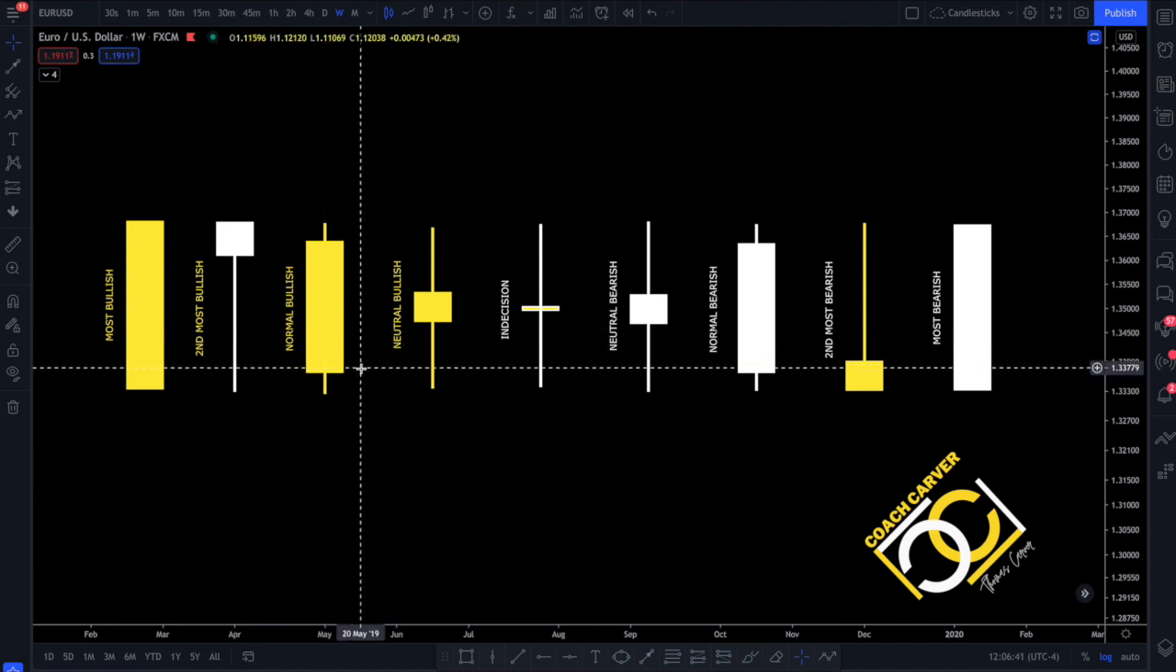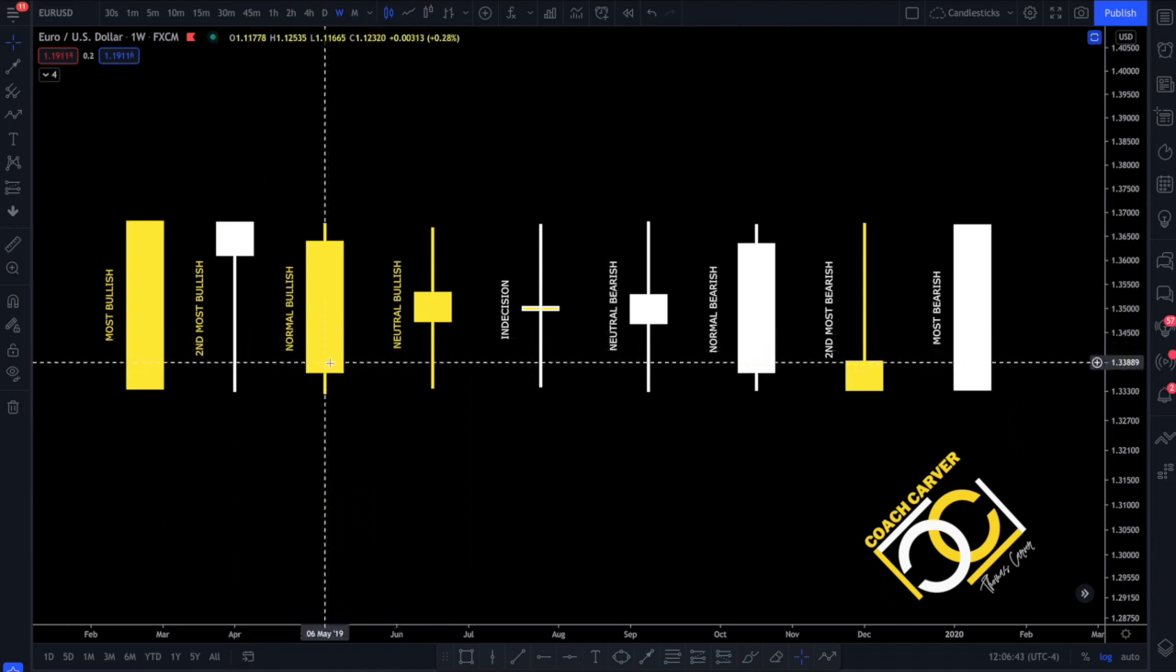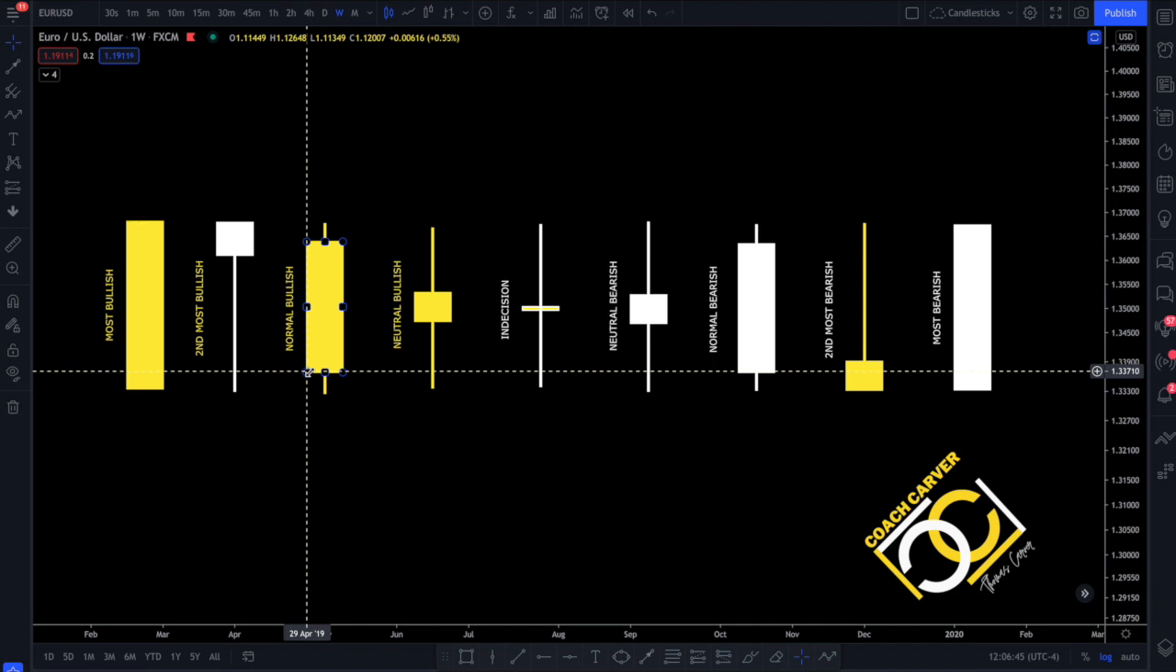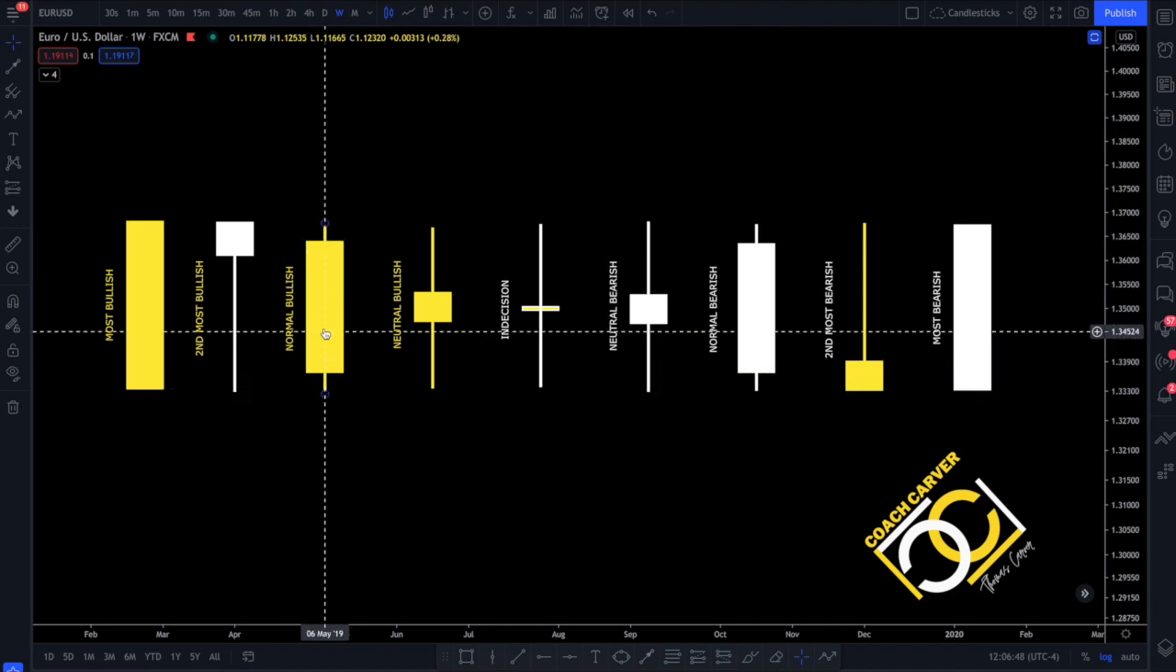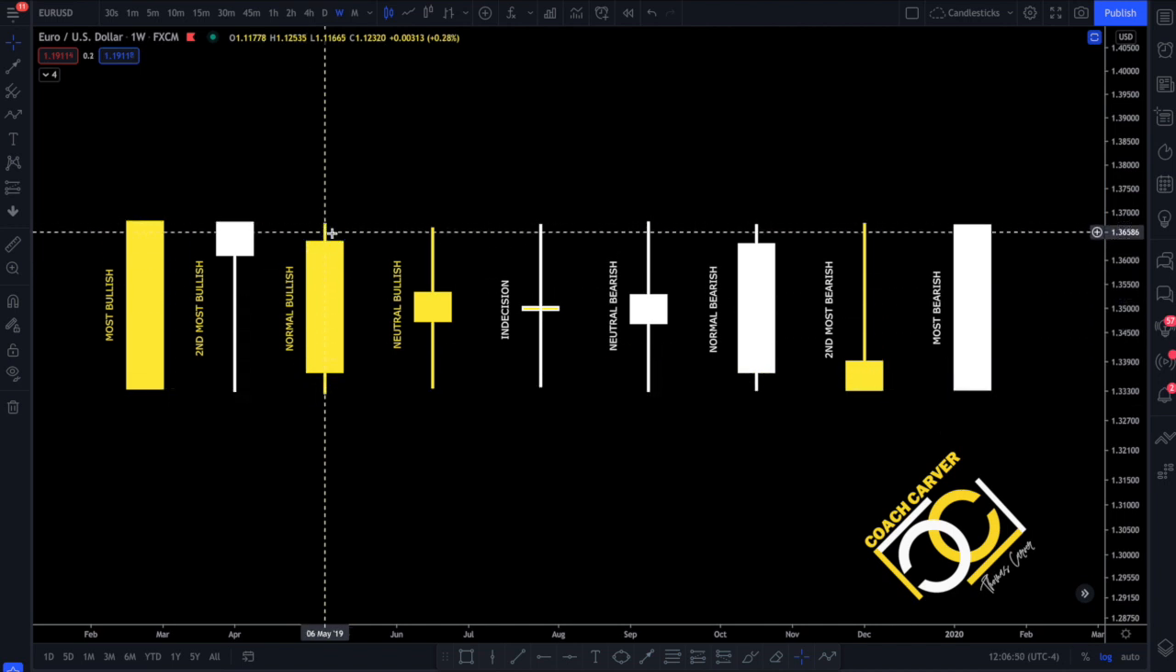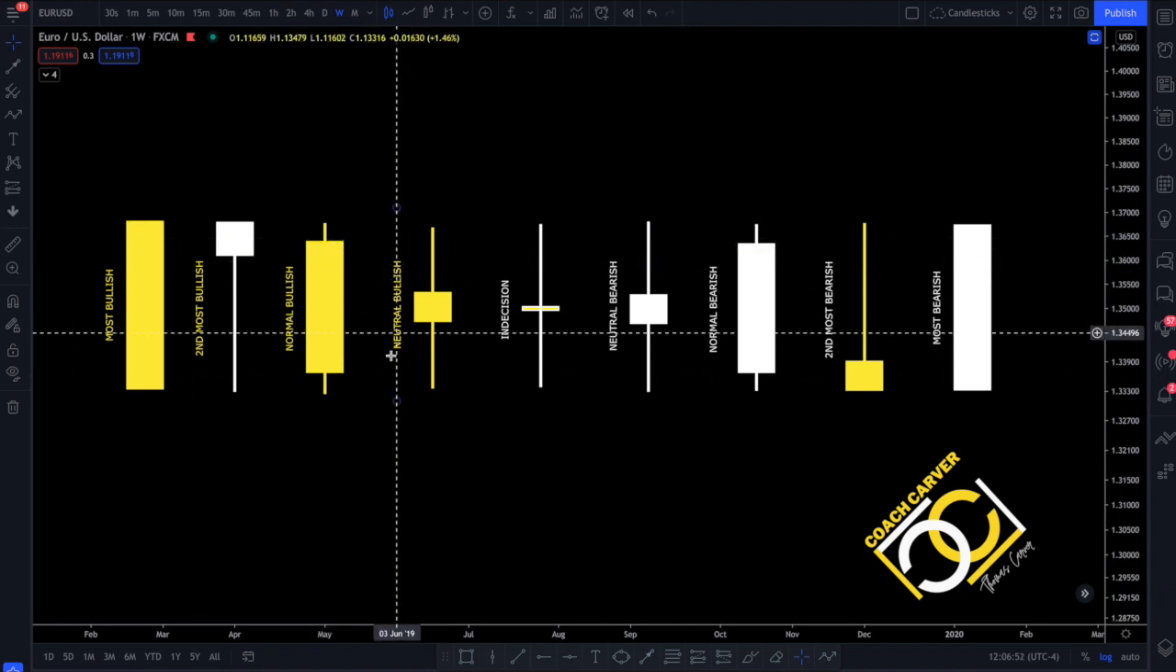Then you have a normal bullish candlestick here. This is going to be essentially what we went through before. We have our open down here, we come down to our low, move up to our high, and then to our close. And then we have a neutral bullish candlestick, guys.